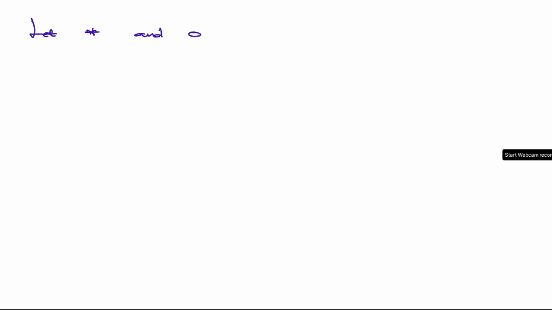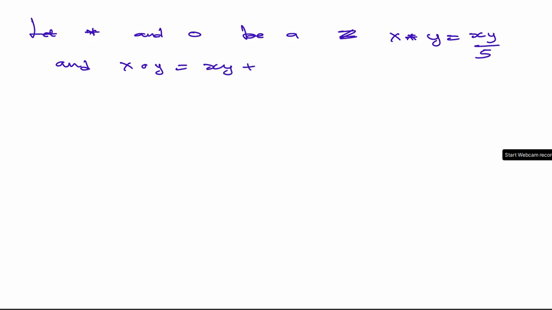Let star and circle be binary operations on Z. Don't write it as zero, read it as circle. The binary operation on Z is defined by x star y equal to xy over 5, and x circle y is equal to xy plus 5.